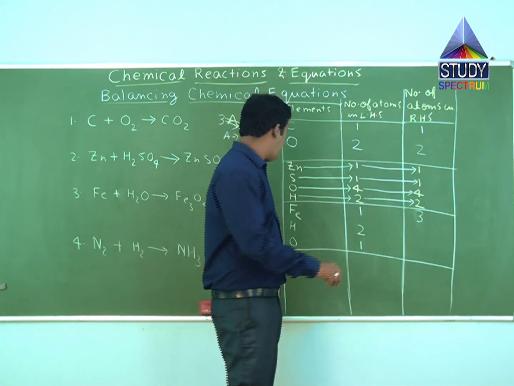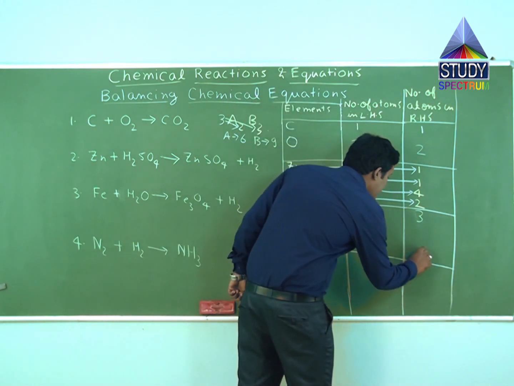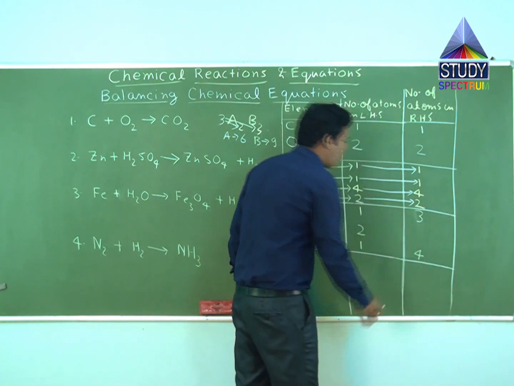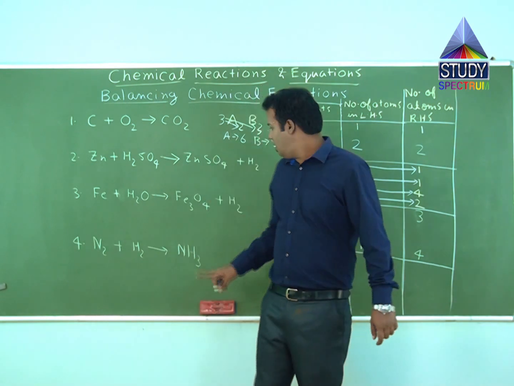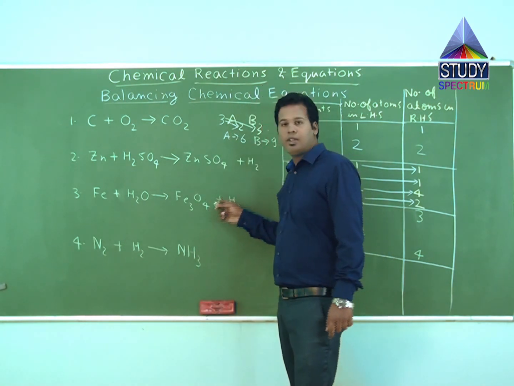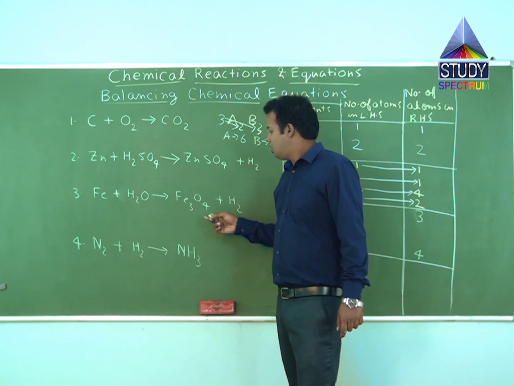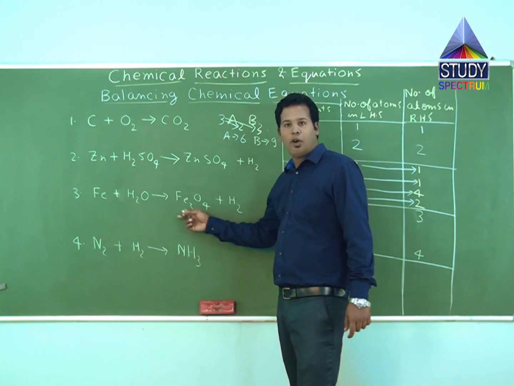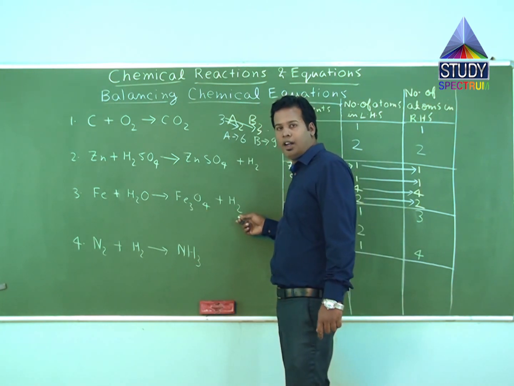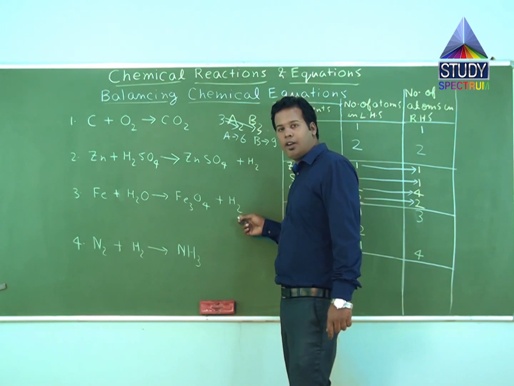So the number of oxygen atoms on the right hand side is actually 4. Okay, now let us see how many hydrogen atoms are there in RHS. Since hydrogen is not present in the first product, it is present only in the second product, we can calculate the number of hydrogen atoms from the second product itself.